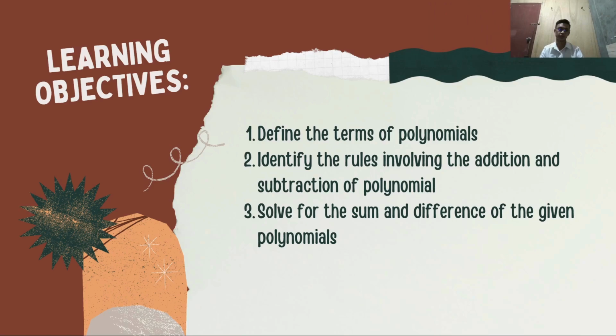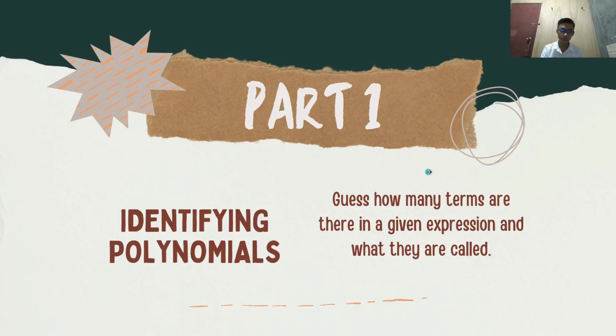All right. So the lesson objectives: number one, the learners should be able to define the terms of polynomials. Secondly, the learners should be able to identify the rules involving the addition and subtraction of polynomials. And thirdly, the learners should be able to solve for the sum and difference of the given polynomials. It is the continuation of our topic regarding algebraic expressions.